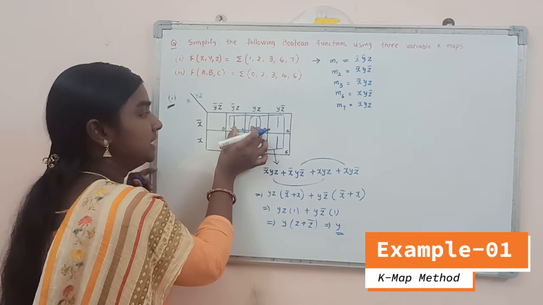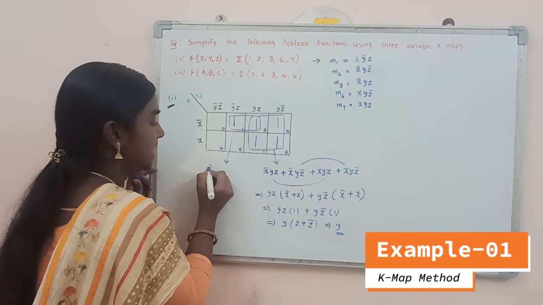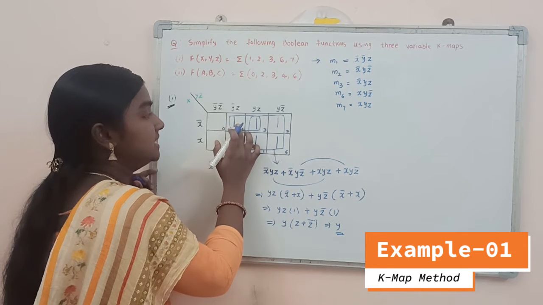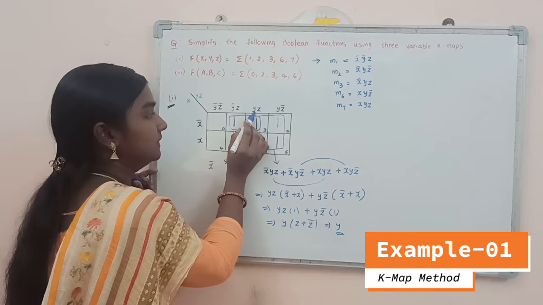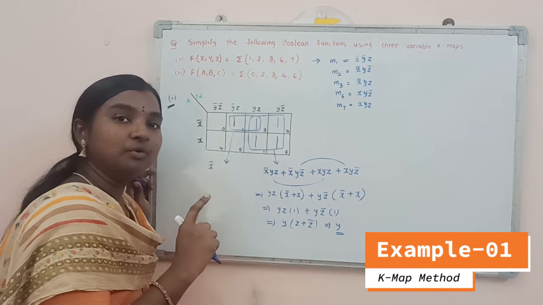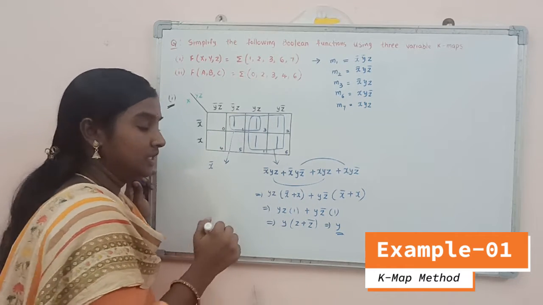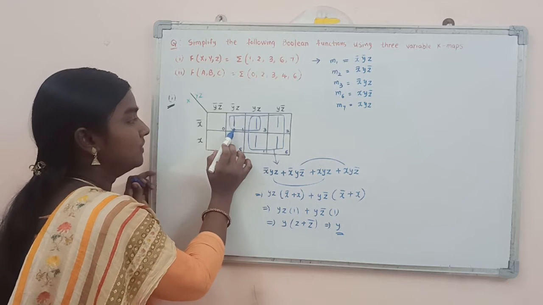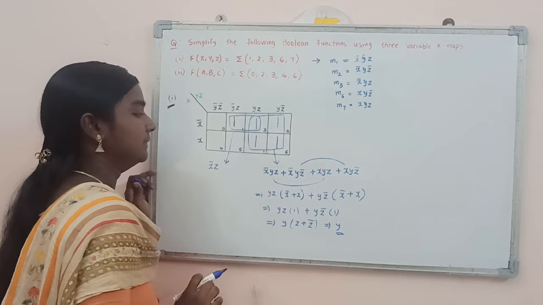If we observe these two ones, the x bar variable will be constant. So, x bar will be common. And considering second column and third column, the variable y will be changing. So, y bar y will become 1 and we are left only with the variable z, common in the column. So, here the product term for this group will be x bar and z.